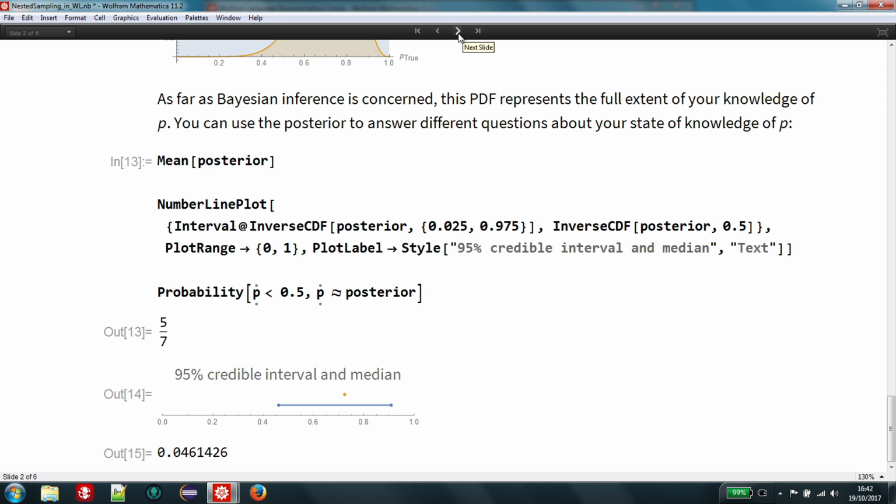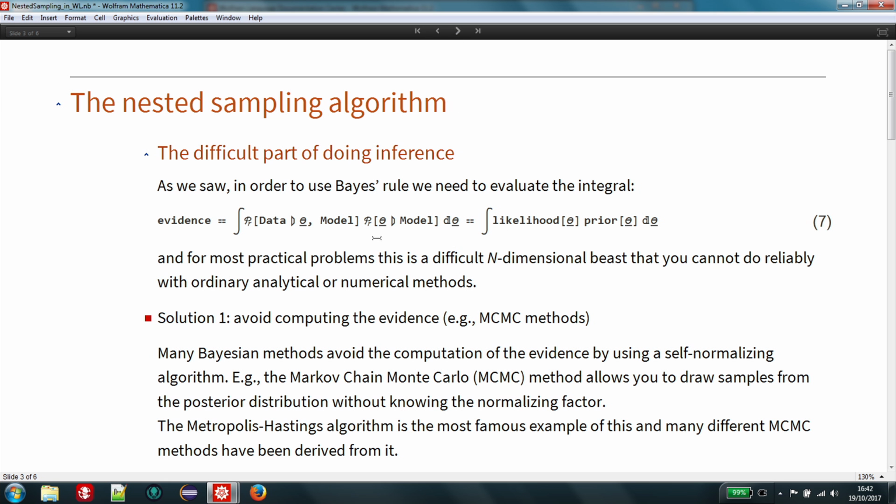Okay, so this is a simple example, and you can see that the symbolic tools in Mathematica make this quite easy to do. So in general, if we generalize this problem, then we have data, and we have a model which has some vector of unknown parameters, which I'm calling theta, and the difficulty in the Bayesian analysis is usually the evaluation of this evidence integral, because the likelihood you generally know.